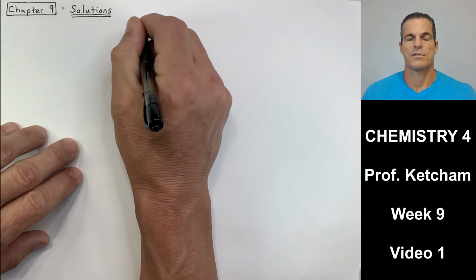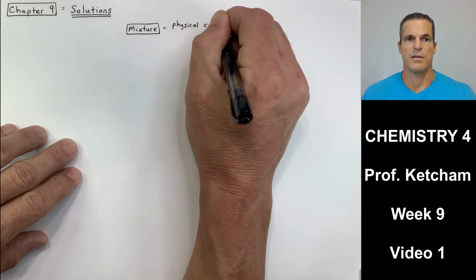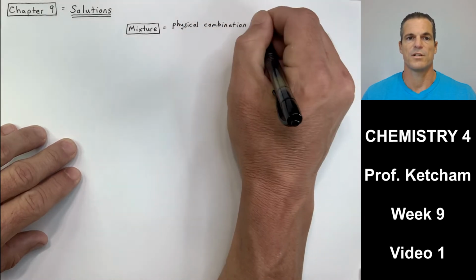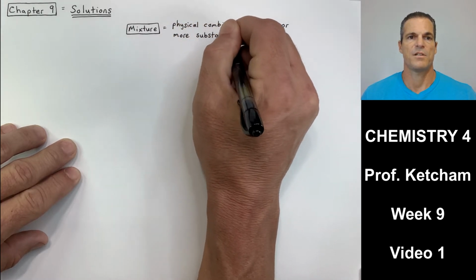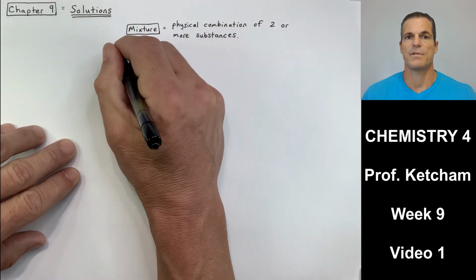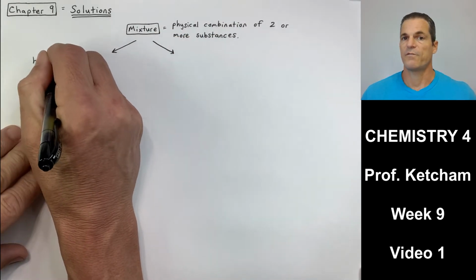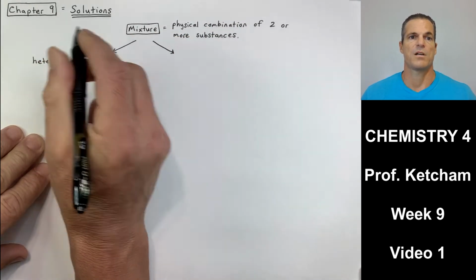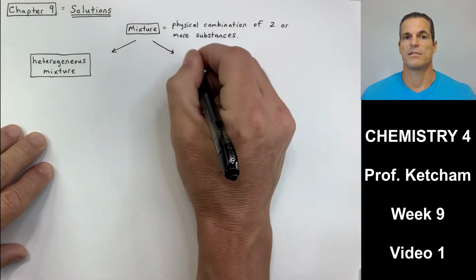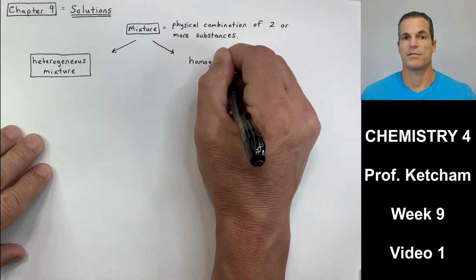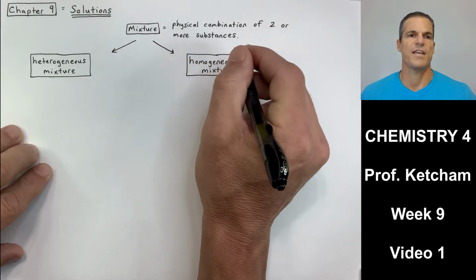So we're going to start by making a little schematic here, a little flow chart, in order to get to solutions. So let's start at the very top with mixtures. The definition of a mixture is a physical combination of two or more substances. Now off to the left here we have something called heterogeneous mixtures, and on the right hand side we have homogeneous mixtures. So let's take care of the left hand column first.